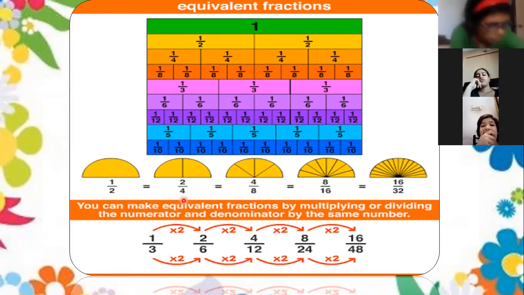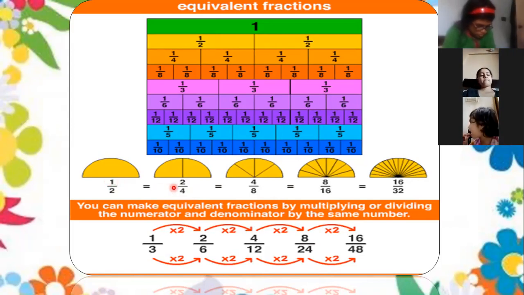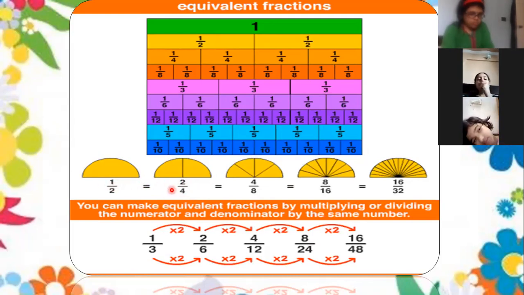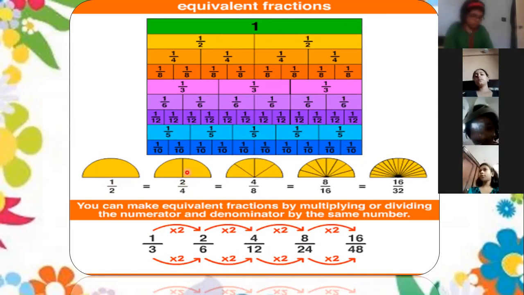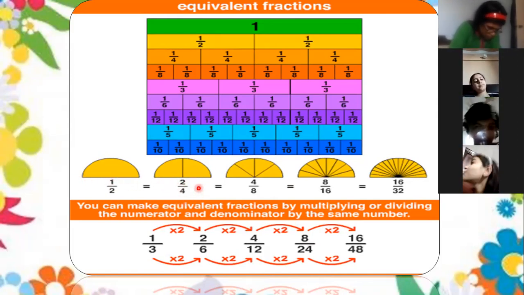Here you can see this half. When we multiply it by 2, we get 2 upon 4. Here the shape is divided into 4 equal parts, and we have here 2 parts. See, you can see. So 1 upon 2 is equal to 2 upon 4.